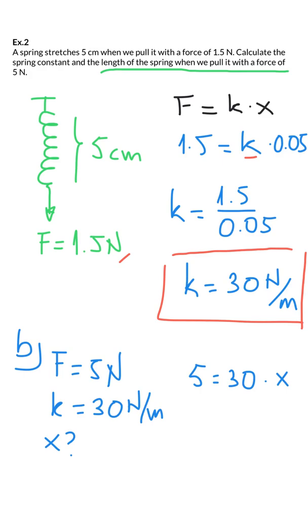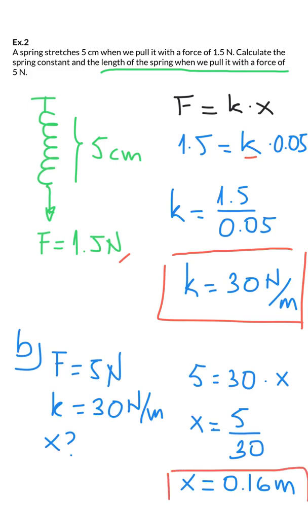Be careful with this because you tend to do 30 divided by 5, and that's not right. X is 5 divided by 30. So X is 0.16 meters, and that's the result. If you want to give the result in centimeters, it's okay, but it's not necessary. If I ask you for a particular unit in the exam or whatever, you have to convert it, but if not, always use the international system.